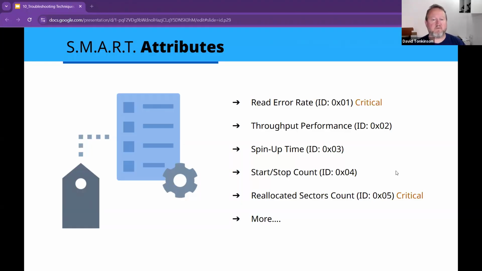You've got a spin-up time failure. You've got a stop-start count. Okay, and you've got a reallocated sector count. So all these are going to cause particular errors. There's loads of them, but really your Smart array is just monitoring your disk going, is it still okay? Is it still behaving itself? Okay, and on the server, it's quite important to think about those things.